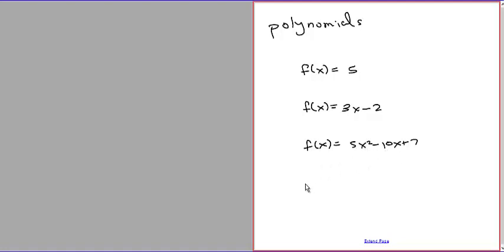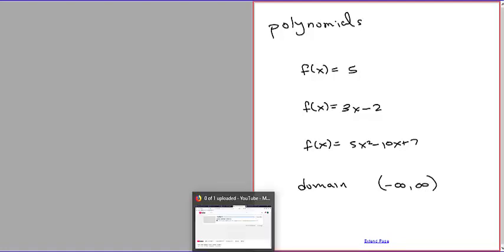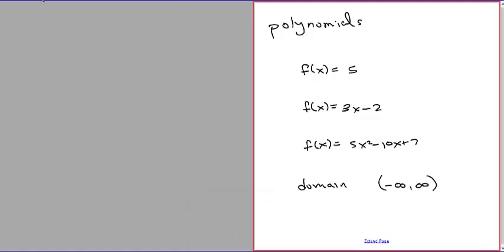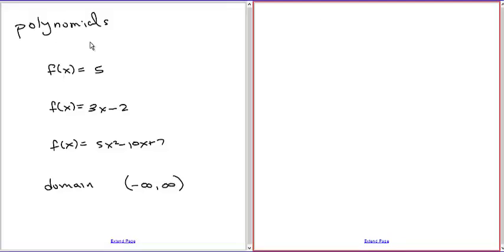So now the domain for polynomials is all real numbers. So we say in interval notation from negative infinity to positive infinity, but not including that. So that's using interval notation. So that's kind of the simplest situation.